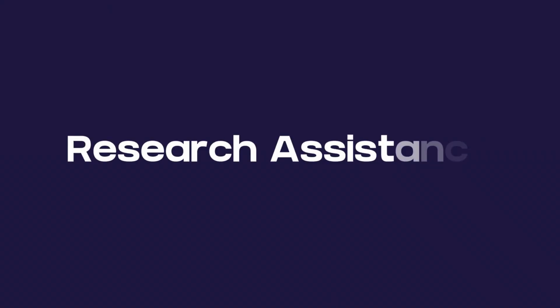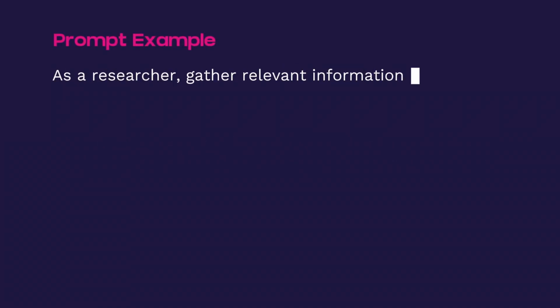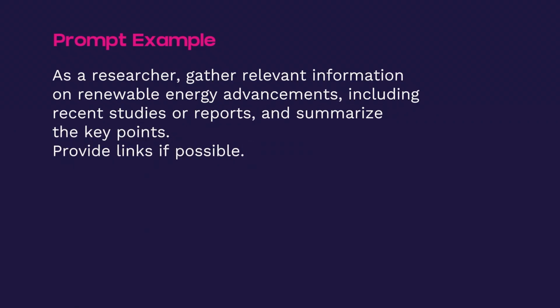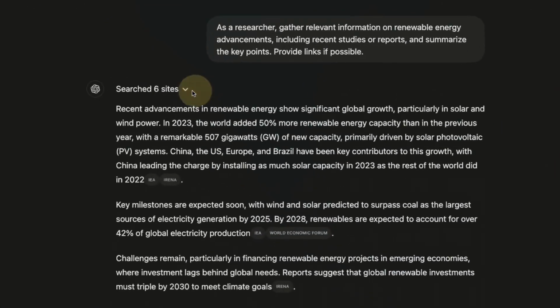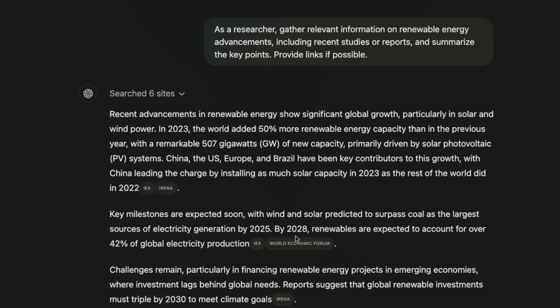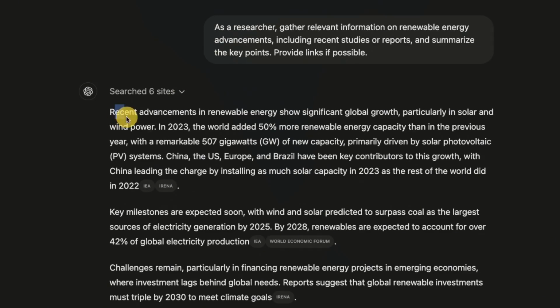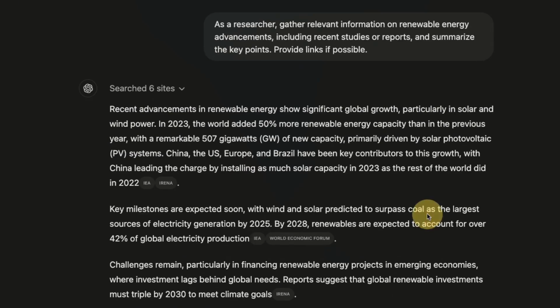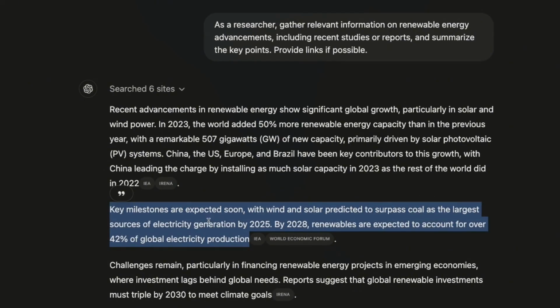Now, if you're a researcher, you can also use ChatGPT for research assistance. And an example prompt here could be, as a researcher, gather relevant information on renewable energy advancements, including recent studies or reports, and summarize the key points. Provide links if possible. And so you see the output here. It actually searched through 6 different websites, and has provided its sources. And you can double check if it's correct. And then this can help you do all your research in a little bit faster way.